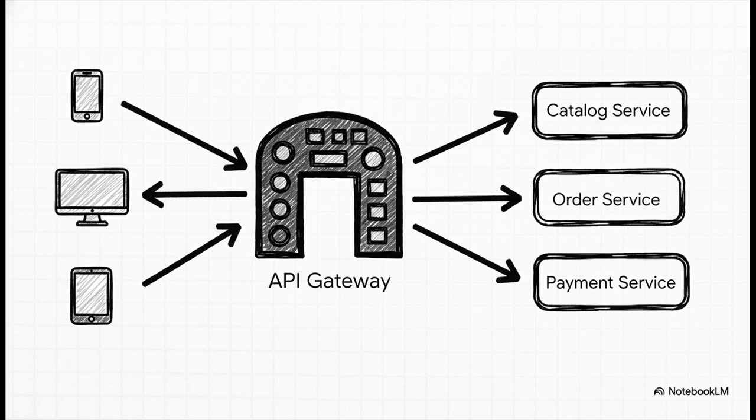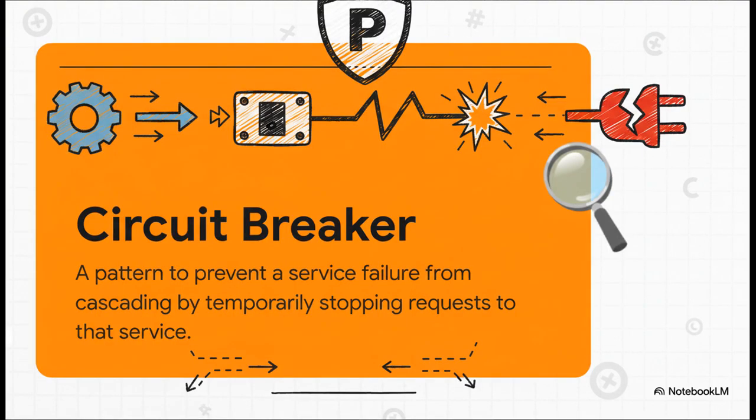The client app makes just one call to the API gateway. And then the gateway, being the smart receptionist it is, figures out where that request needs to go, whether it's the catalog, the orders, or maybe a user profile service. This makes life so much simpler for the client app, and it also adds a really important layer of security for your backend.